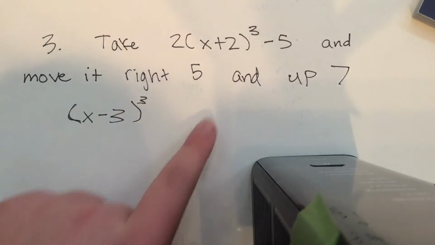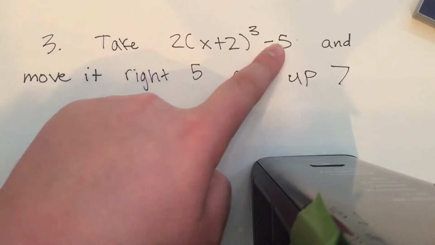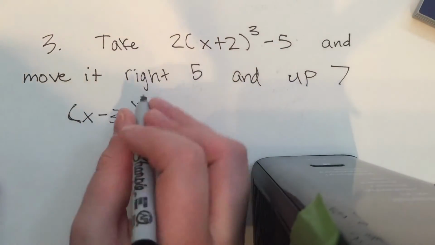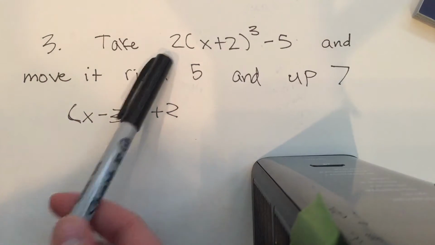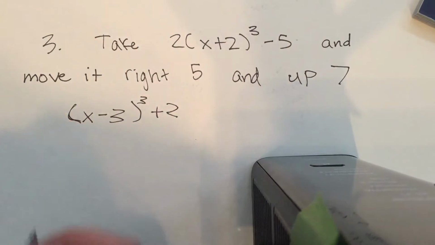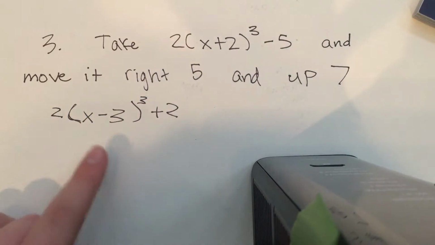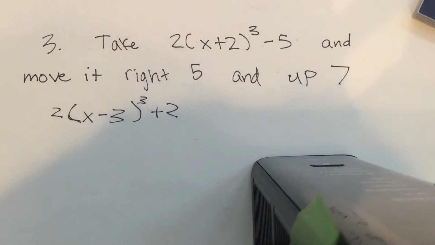The next thing it says to do is go up 7. So it's -5, so that means it's going down 5. So if we added 7 to that, we would be going up 2, which is positive 2. And it didn't say anything about the vertical stretch, so we're going to leave it as 2. And there you go, guys. That is how you take the written transformation and apply it to the actual equation.